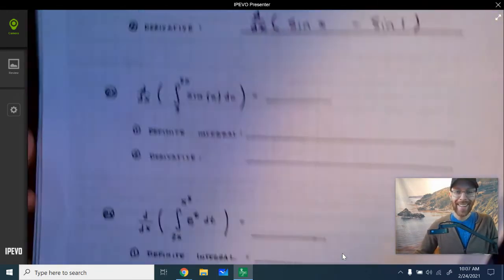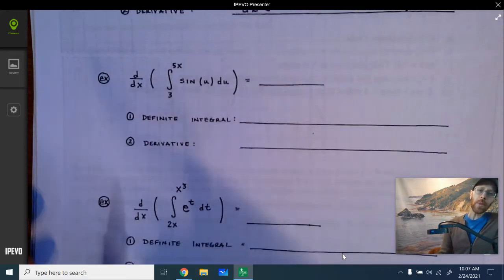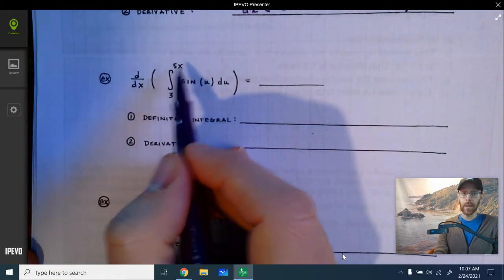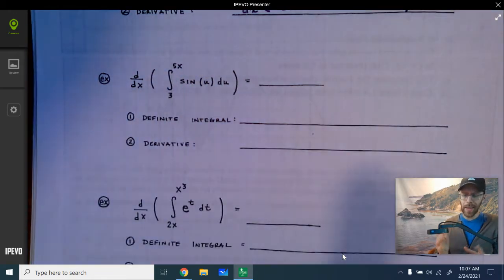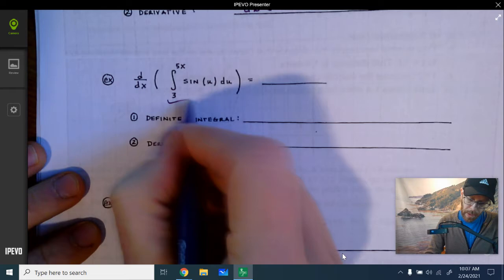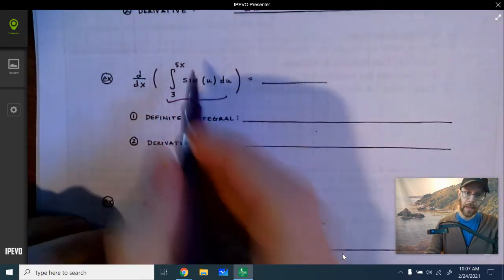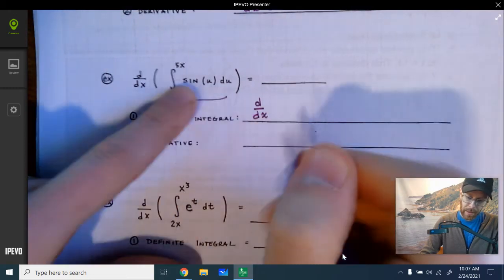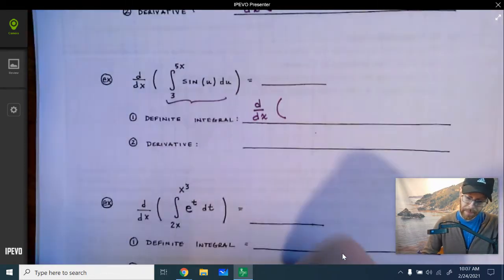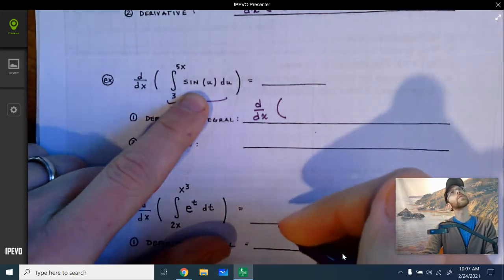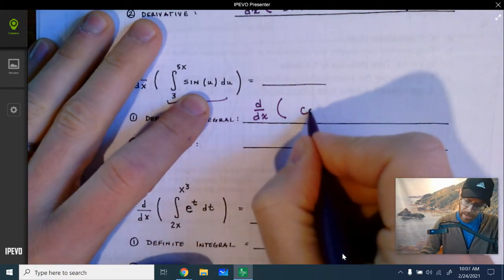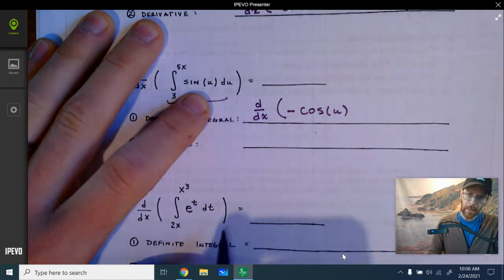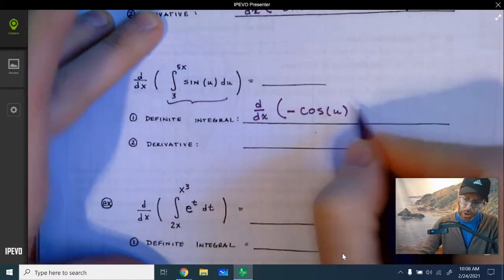Let's do another problem. This one's a little bit different because this time, rather than having just x in the upper limit, we have 5x. Let's see if that changes anything. Same game, take the antiderivative of the integrand. What function, if you take its derivative, do you get sine? Is that cosine of u? No, it needs a negative. Negatives cancel. Yeah, good.